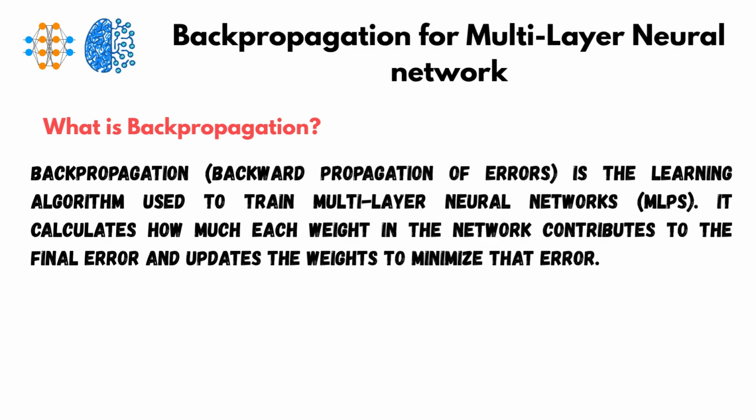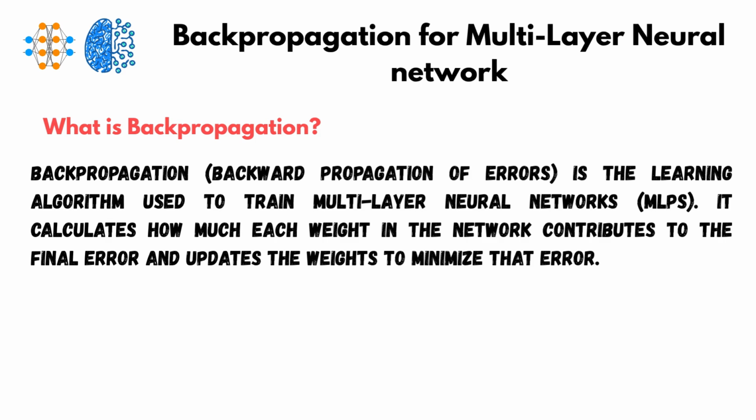In the previous lectures, we learned about multi-layer perceptrons, their architecture, activation functions, and how information flows from the input layer to the output layer through a process called forward pass. However, an important question still remains. How does the network actually learn? In other words, once the network makes a prediction, how does it know whether the prediction is correct or incorrect? And more importantly, how does it adjust its weights to improve future predictions?